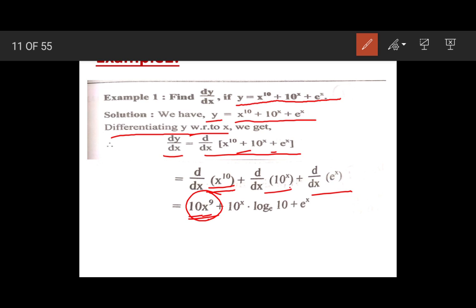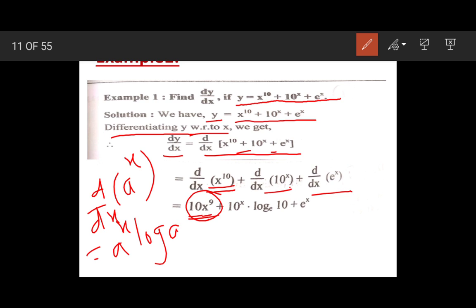Then derivative of 10 raised to x. Here we use the formula derivative of a raised to x, which is a raised to x into log a. So derivative of 10 raised to x will be 10 raised to x into log 10. Then derivative of e raised to x is e raised to x. So here we use the sum rule, the addition rule, and we use the formulas of derivative of standard functions.